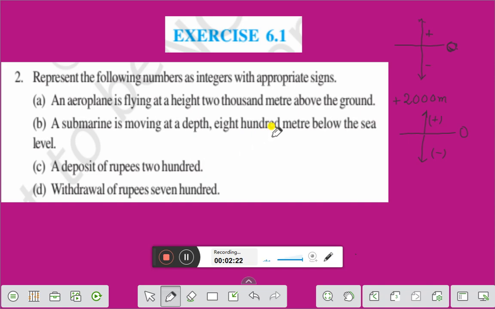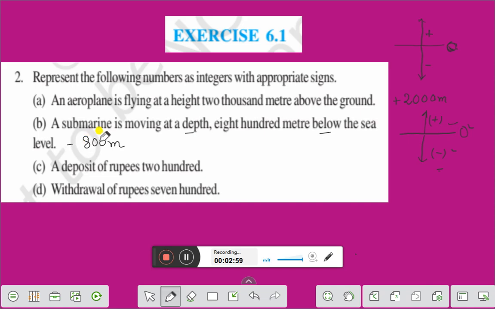Therefore, we can say that it is below the sea level, that means negative, right? Below the sea level, then it will be minus 800 meter, right? Why? Because the sea level we take as 0, above the sea level it is positive and below the sea level it is negative. Here it is moving at a depth, meaning below the sea level, so it will be minus 800 meter. Below means minus, therefore we have written minus 800 meter.